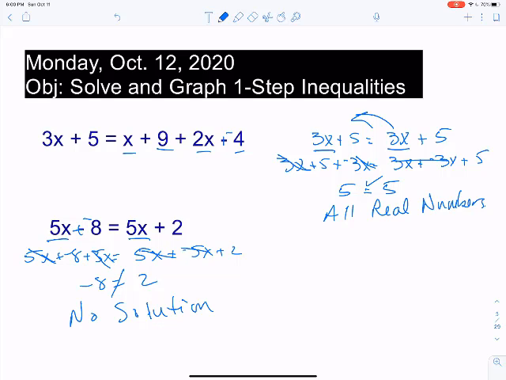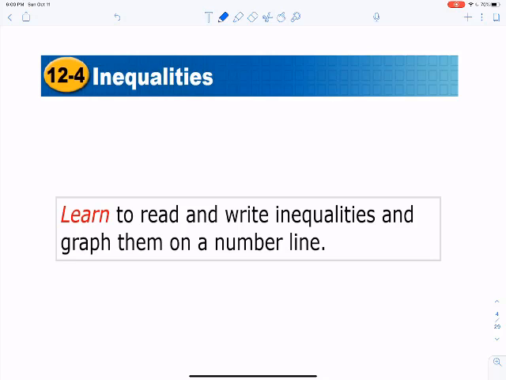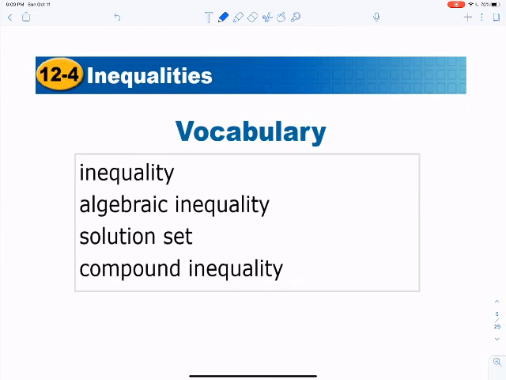And that's how we solve equations. So I'm hoping you remember all that, especially since we just had a test over that this last week. Okay, so let's move on then. Today what we're going to do is look at inequalities. In this very first section, you will learn to read and write inequalities and then graph them on a number line, and that will be on the second part of the lesson. So let's move into inequalities.